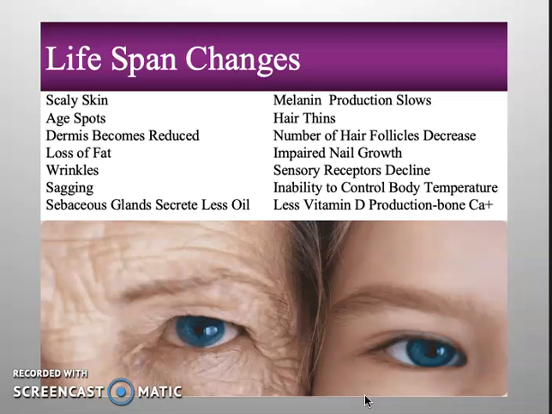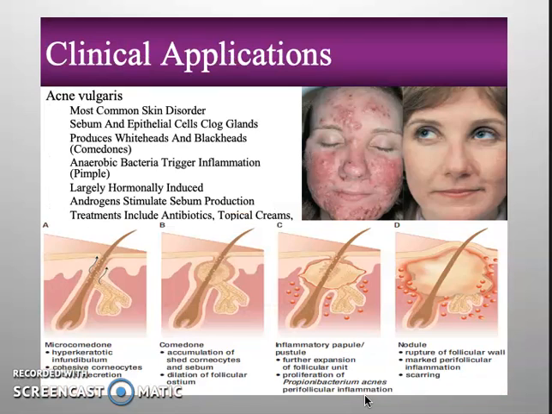Terrible things happen to your skin over time. It becomes saggy. It gets thinner. It wrinkles up. It gets dry. Your hair falls out, your nails get nasty. Don't get old, it's terrible. And most importantly, you also stop making all these really necessary vitamins like vitamin D. Of course, if you're young, you can have bad skin problems too.